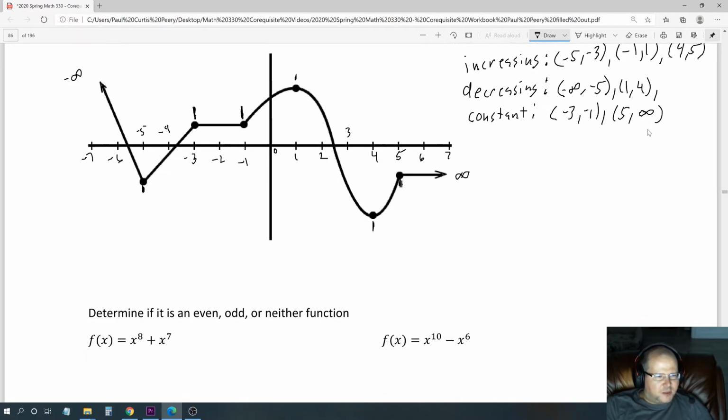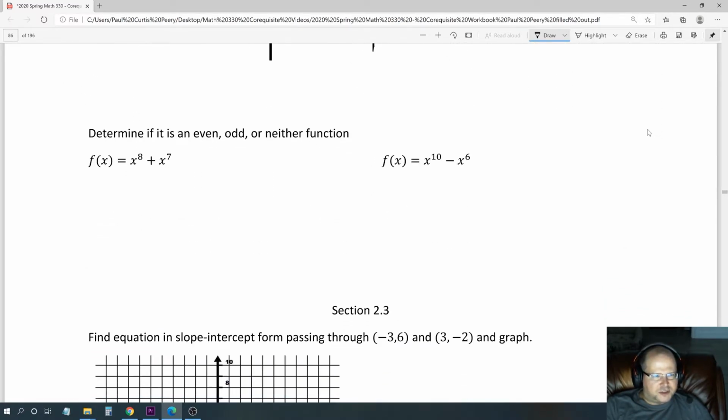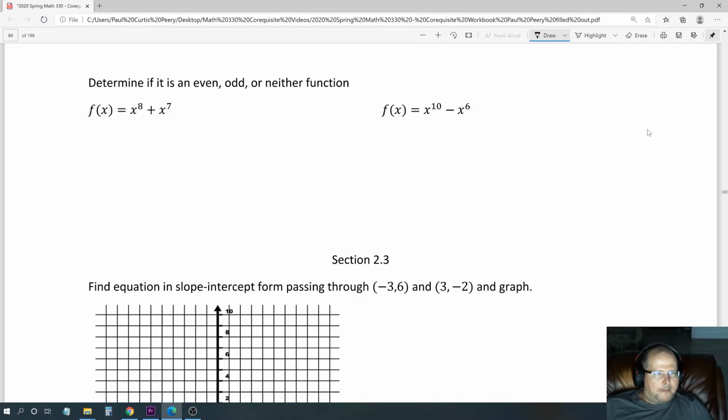Okay, so we're going to determine if it's an even, odd, or neither function. Now, you can tell by the exponents. Here we have an even 8, and then we have an odd. Since this function has even and odd, this is neither. Okay, let's look at the next one. It has an even. This is an even function. So that one right there is even. That one turned out to be pretty easy.